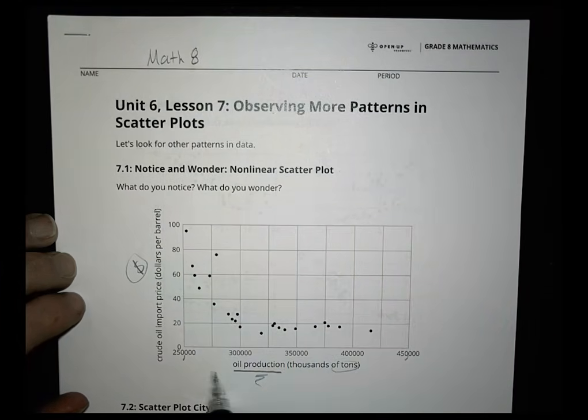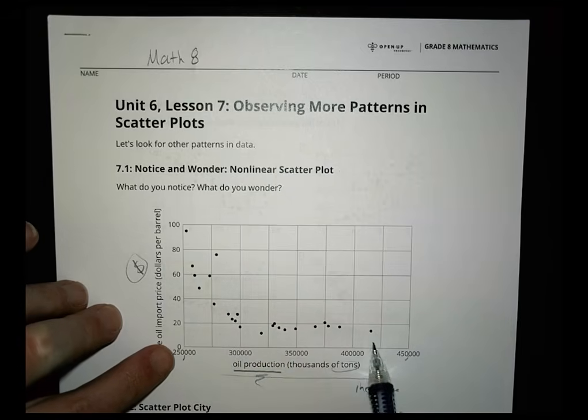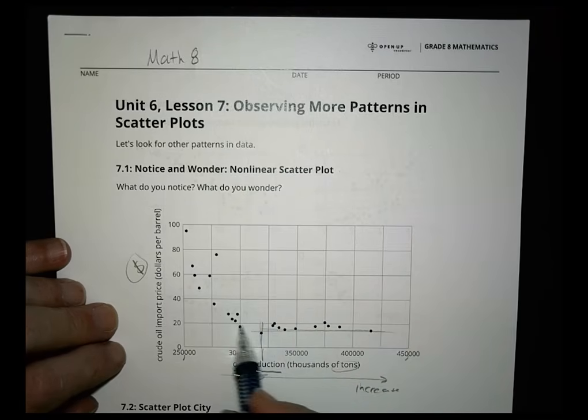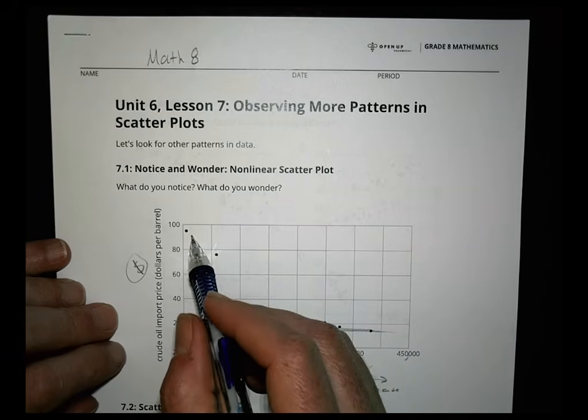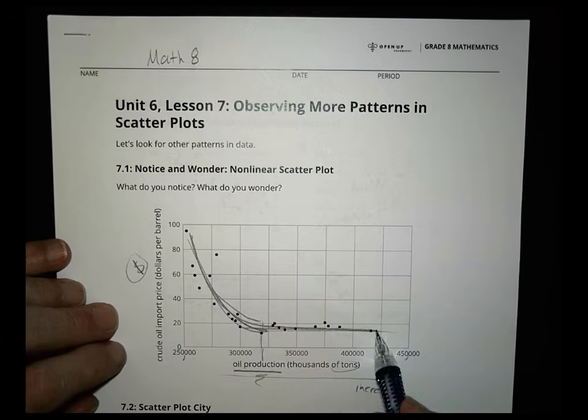As oil production increases this way, that's the increase going that direction, what seems to happen to our price per barrel? The barrel price over here, when there's only 250,000, is pretty high. But once you reach a certain spot, and you have enough oil, the price seems to level out. You might be able to draw a line right around here, but that doesn't fit with what's over here. This is a whole different kind of line. It's not even a line. There's a curved segment. It curves and then plateaus. It just tapers off.